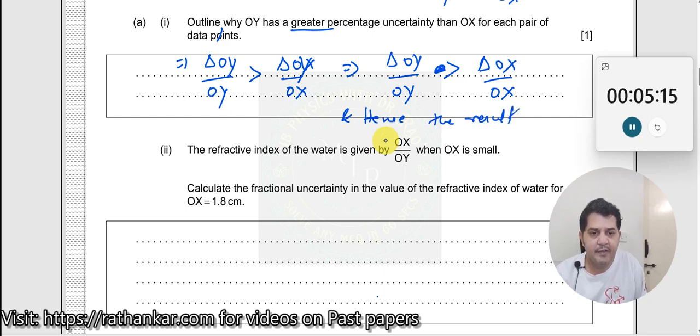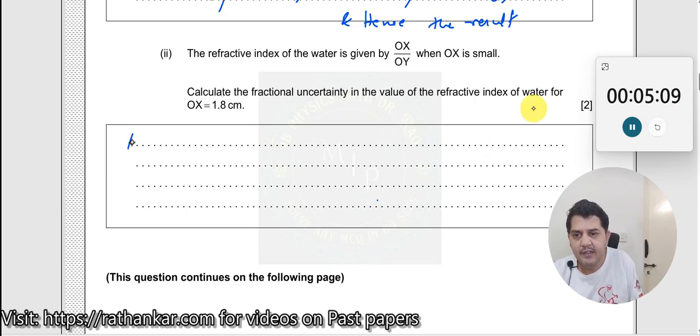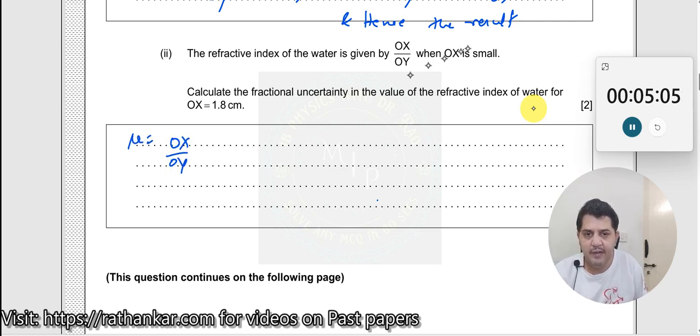Okay. Next, the refractive index of the water is given by mu equals OX by OY. This formula is given when OX is small. Remember, there is a condition given here. Calculate the fractional uncertainty in the value of the refractive index of water for OX equal to 1.8 centimeter. You need to find the fractional uncertainty. He is not asking you to find the value of the refractive index.